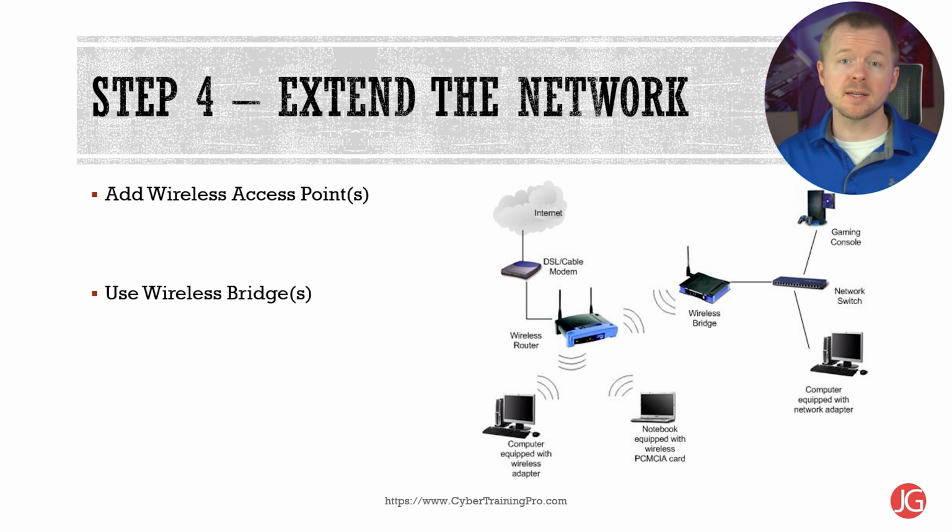If you need to extend a wireless network, there are 2 common ways to do this. The first way is to add a wireless access point and use the same ESSID to create an extended service set. This is one of the most common ways. The second is to use wireless bridges to connect 2 wired networks together, or to join wireless and wired networks together.